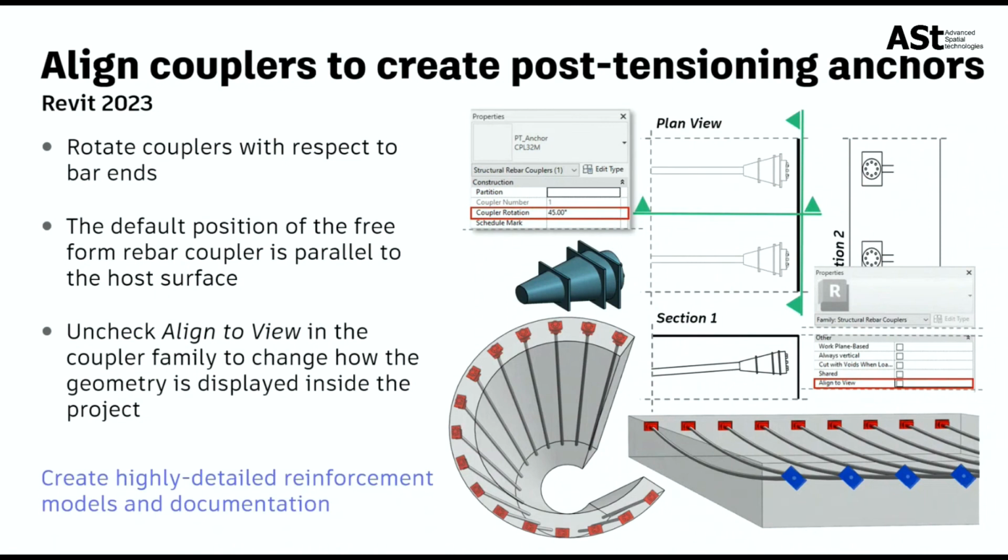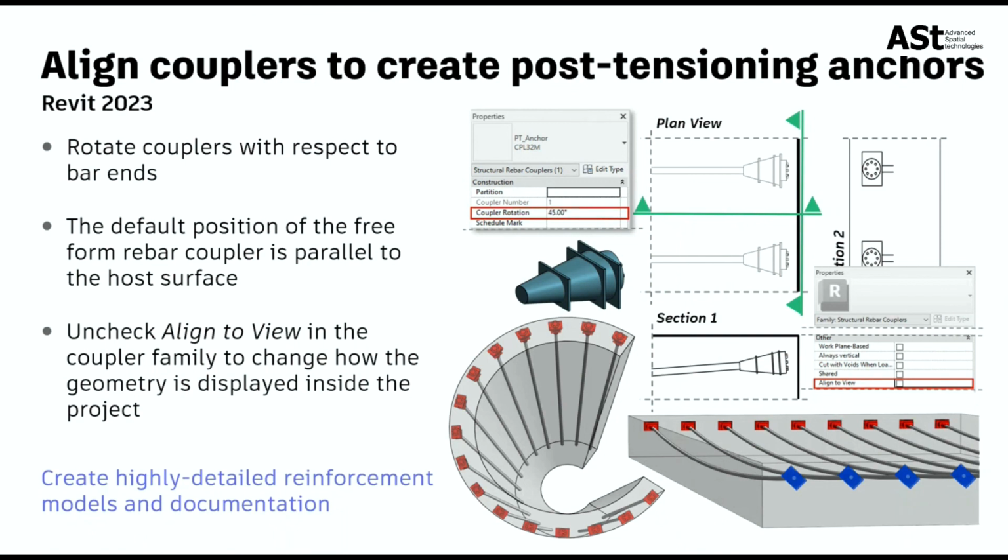2023, if you want to rotate couplers with respect to the bar end for precise modeling with the clash avoidance. In the 3D views, the coupler geometry is always aligned to the bar end. When rotating the coupler, this is the default position. For freeform rebar, the default position of the coupler is parallel to the host surface.